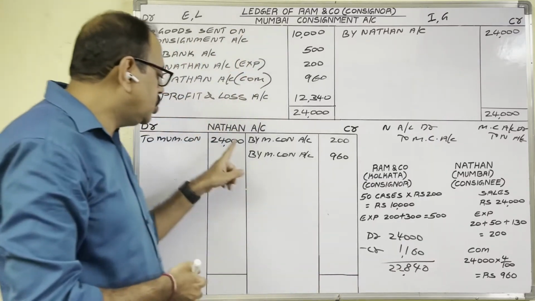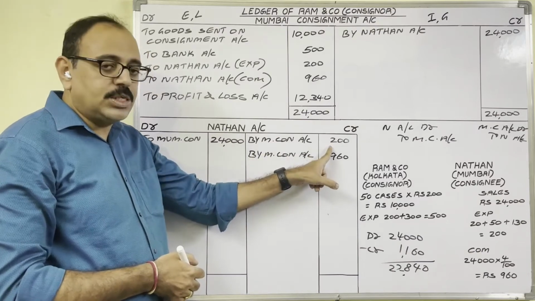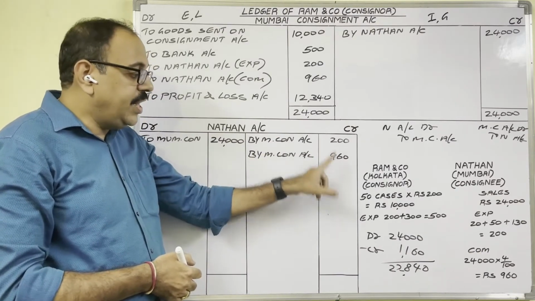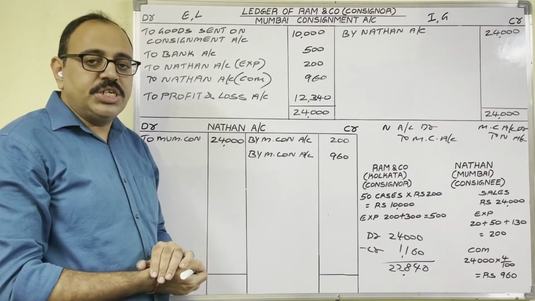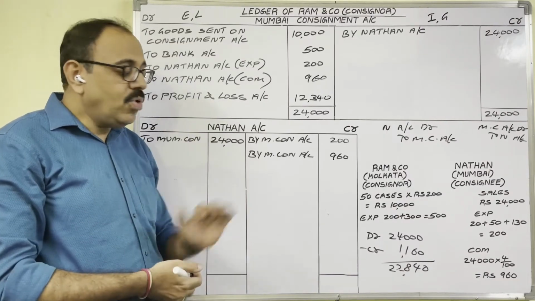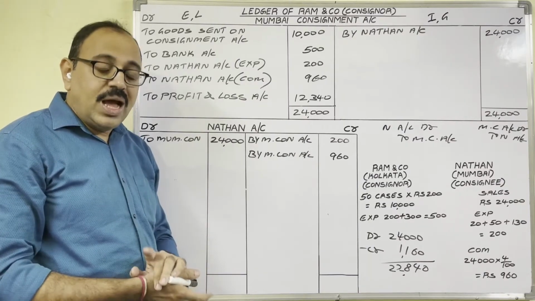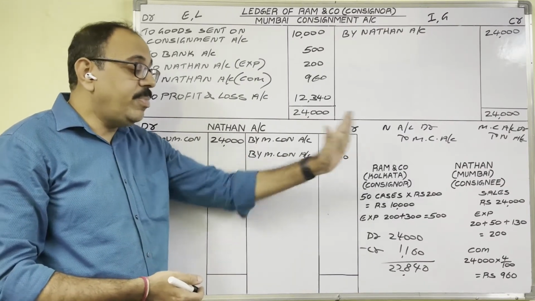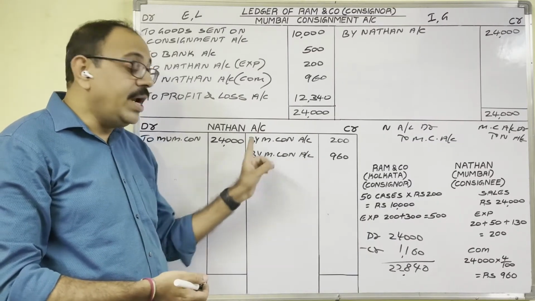So consignee sold our goods for 24,000. From that, he deducts his expenses, his commission, and the remaining amount he pays to us. In question, there is no information regarding this payment. How consignee paid this due amount? There is no proper information. Our assumption is consignee paid that amount through a bank draft. Therefore, we have to write bank.